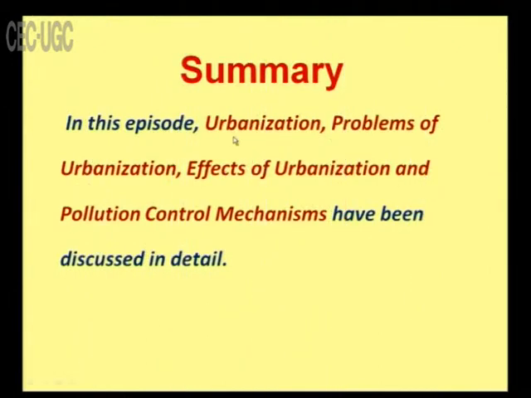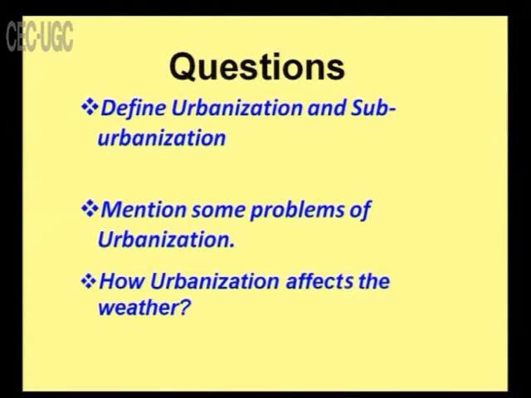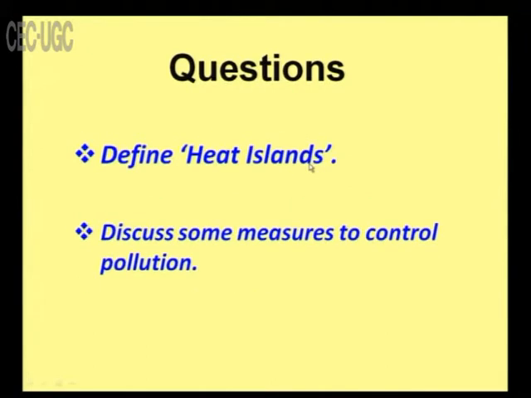And now, let us summarize. In this episode, we have discussed urbanization, the problems of urbanization, the effects of urbanization, and the pollution control mechanisms, all that have been discussed in detail. And now, let us have some questions. The first question, define urbanization and suburbanization. The second one, mention some problems of urbanization. The third, how does urbanization affect the weather? The fourth, define heat islands. And the fifth one, discuss some measures to control pollution.